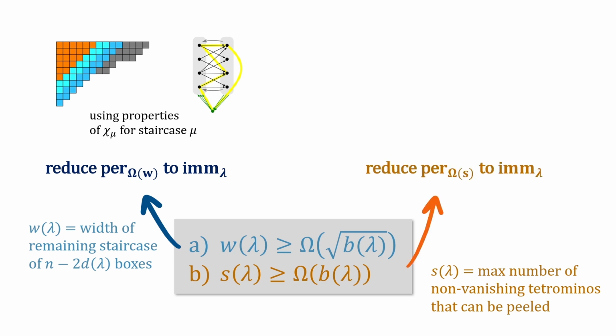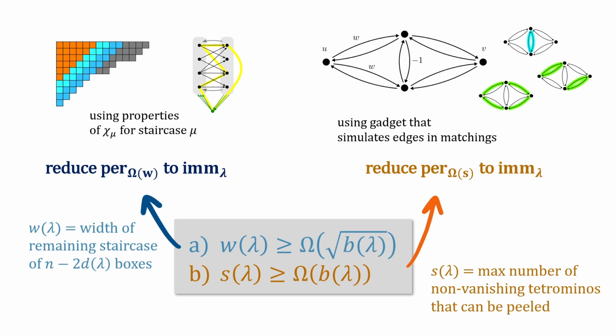In the other case, we have a large number of non-vanishing tetrominos. Then we use a particular edge gadget that allows us to simulate an edge in a perfect matching. For each edge uv in G, we insert this gadget between u and v, and this gadget comes in 3 different states. All other states will cancel out in pairs due to this -1 edge weight in the middle. The blue state does not cover any of u or v, and this corresponds to not including uv into a matching. And the 2 green states cover both u and v. This corresponds to including uv into a matching.